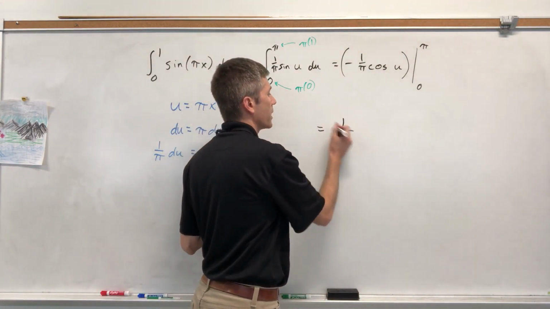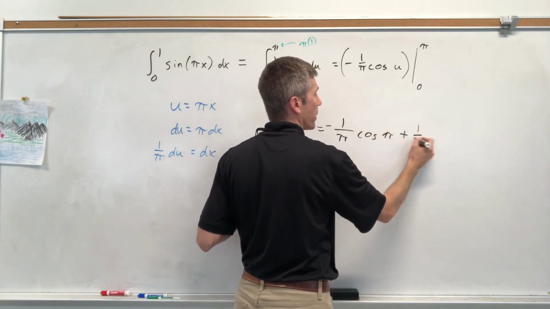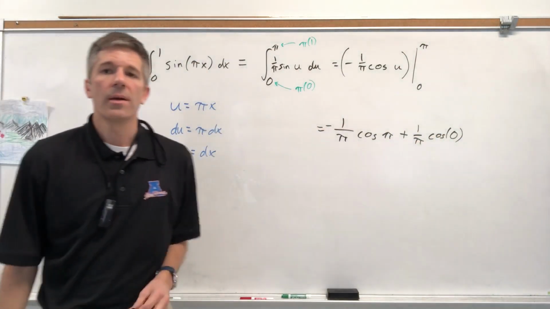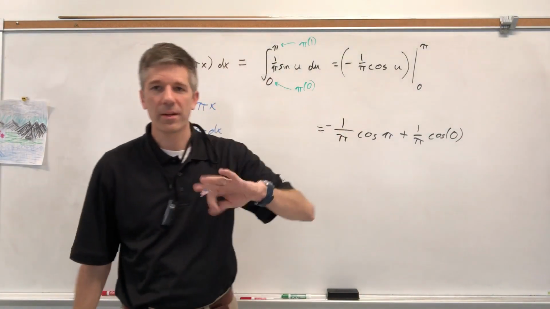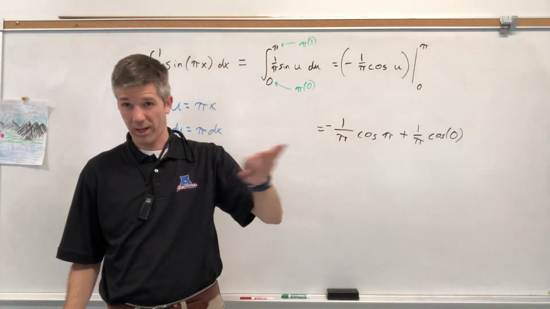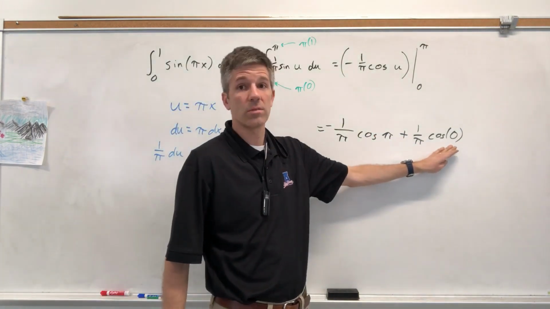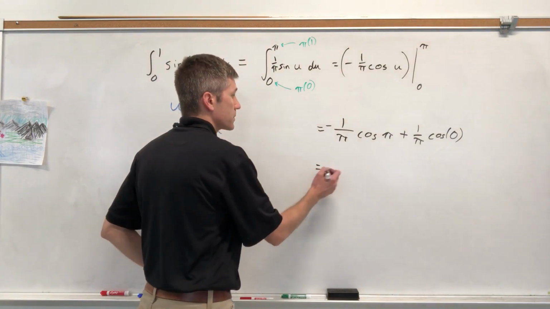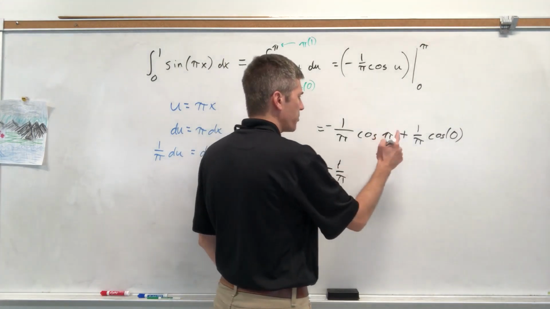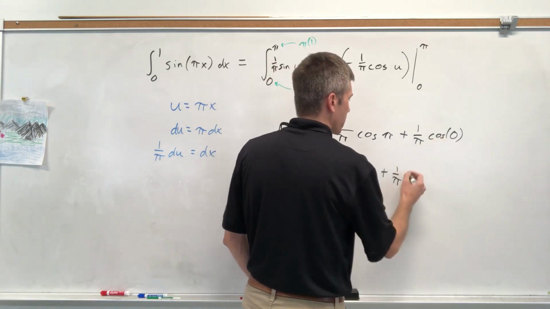Don't look back. Negative 1 over pi cosine of pi, it goes in, minus negative 1 over pi cosine of 0. By the way, I have a habit of not plugging in a 0 when it's a 0, because I know it subtracts and becomes 0. That's with polynomials only, not with this, because cosine of 0 is not 0, and cosine of pi is not 0 either. So negative 1 over pi, cosine of pi is negative 1, plus 1 over pi, cosine of 0 is 1.